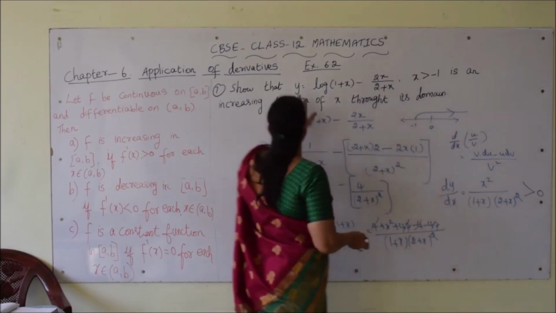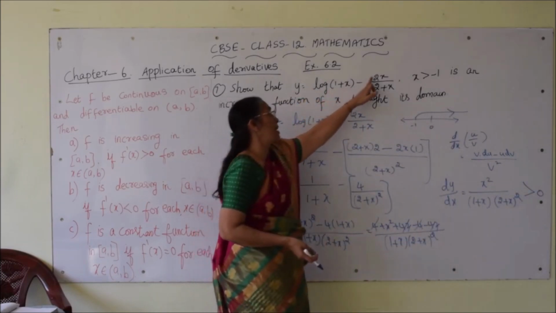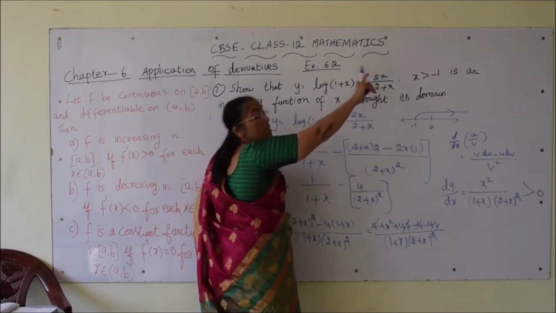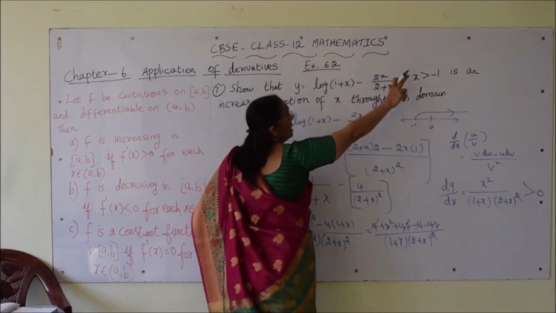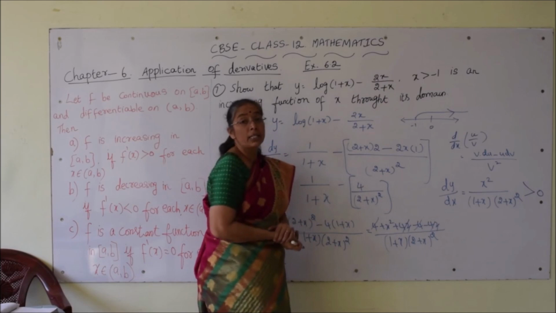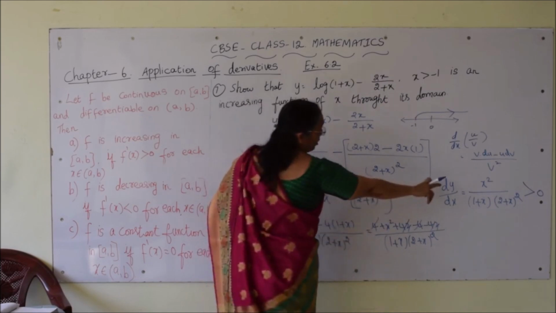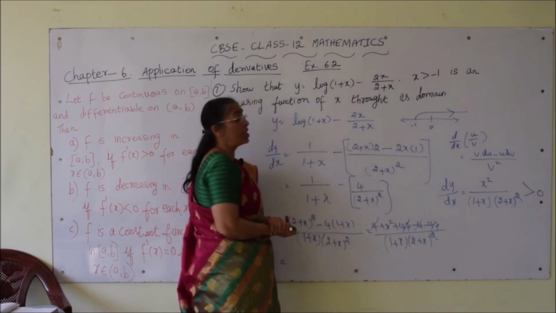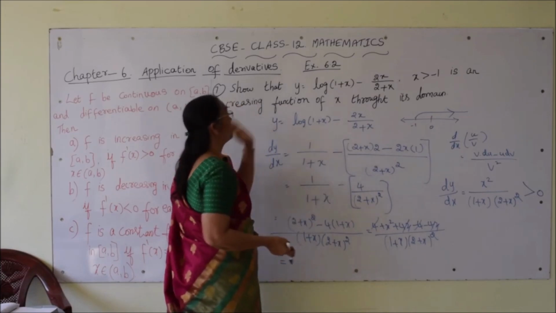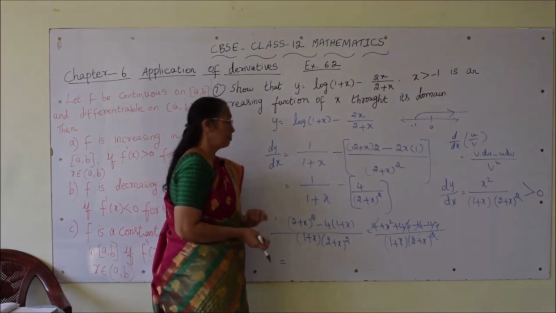So, the function log of (1 plus x) minus 2x by (2 plus x) is always an increasing function in the domain. The domain is nothing but x is greater than minus 1. So, for x greater than minus 1, the function is always positive. Therefore, the function is always increasing.